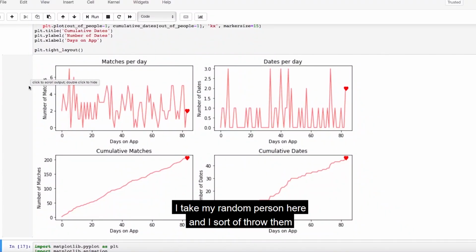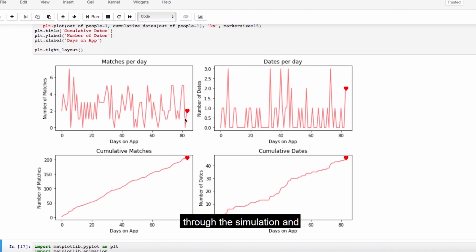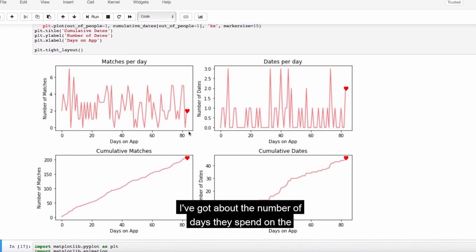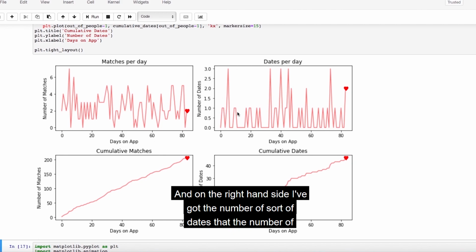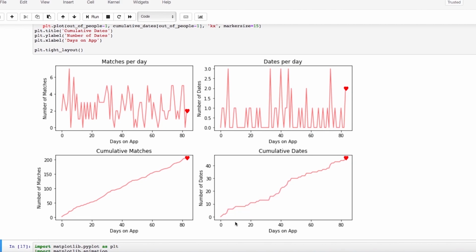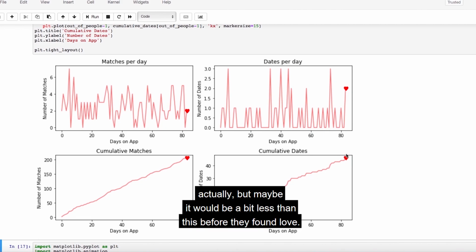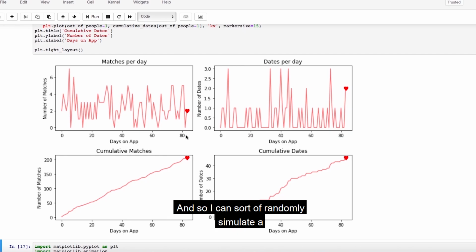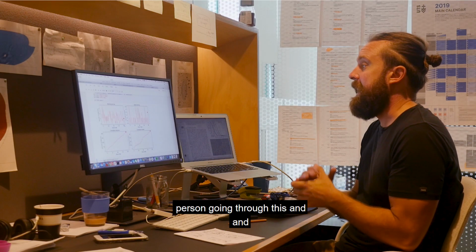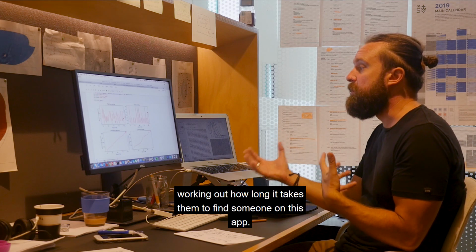Okay, I take my random person here and I throw them through this simulation, and on the bottom axis here, I've got the number of days they spend on the app, which is about 90. This is the number of matches that they got per day, and this is the total number here. So they get X number of matches. They end up with about 250 matches after their 90 days on the app. And on the right hand side, I've got the number of dates that they went on per day, which was quite a lot actually, but maybe it'd be a bit less than this before they found love. And so I can randomly simulate a person going through this and working out how long it takes them to find someone on this app.